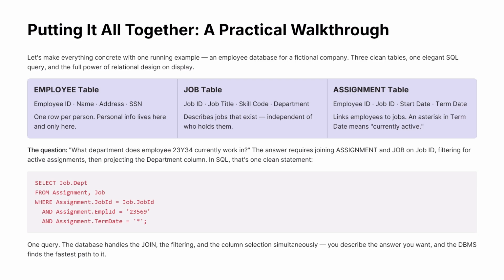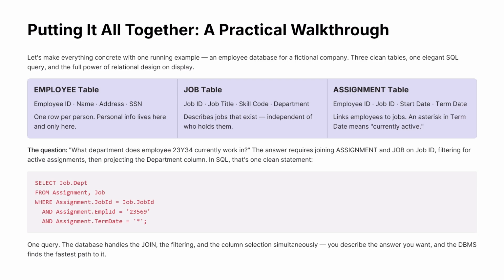Now let's ask a real question. What department does employee 23569 currently work in? Here's the play-by-play. Look in assignment for rows where employee ID equals 23569 and term date equals asterisk, meaning currently active. That gives you a job ID. Join that with the job table, matching on job ID. Project just the department column.